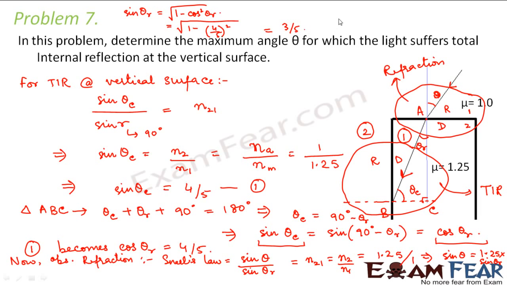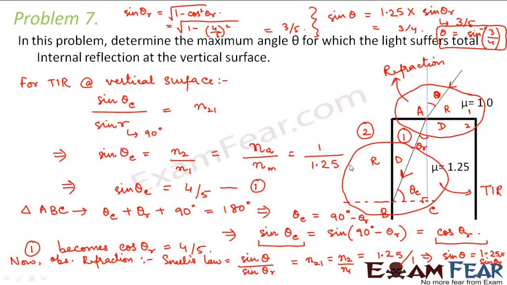So using this value, sine theta is equal to 1.25 into sine theta r. We put sine theta r as 3 by 5. Therefore sine theta will come out to be 3 by 4. So theta will be equal to sine inverse 3 by 4. This would be the value of theta for which total internal reflection will take place at the vertical surface. So first we concentrate on the total internal reflection at the vertical surface, then we concentrate on the refraction which will take place at this horizontal surface, right?